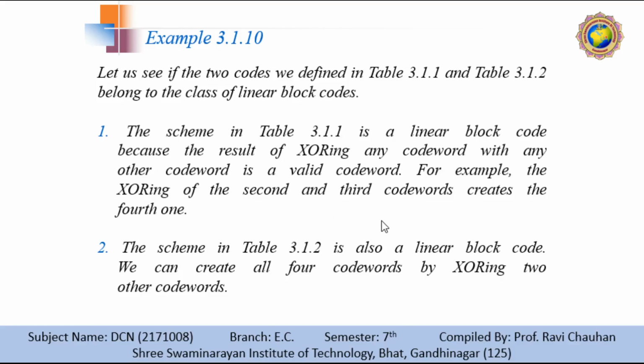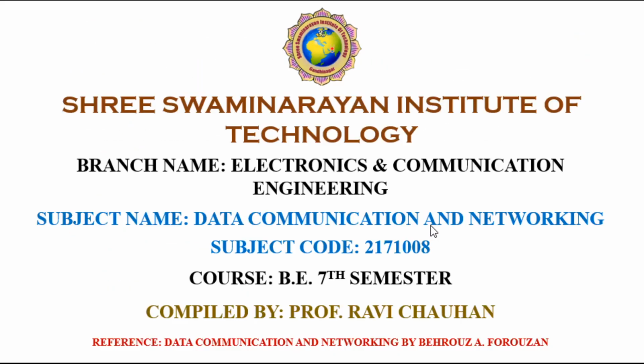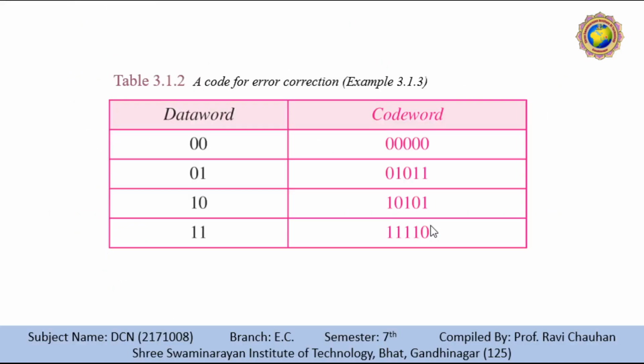The scheme of table 1 is a linear block code because the result of XORing any code word with any other code word is a valid code word. For example, XORing the second and third code words creates the fourth one. Let's have a look at the table to understand it very clearly. Okay, it is table number 2. The scheme of table number 2 is also a linear block code; we can create all 4 code words by XORing two other code words.